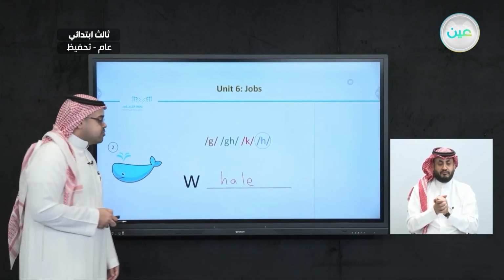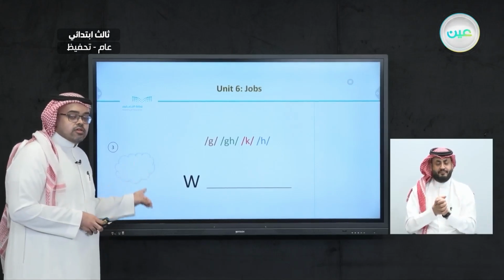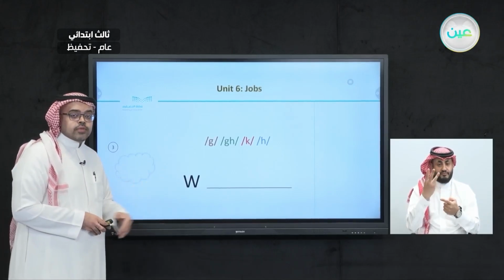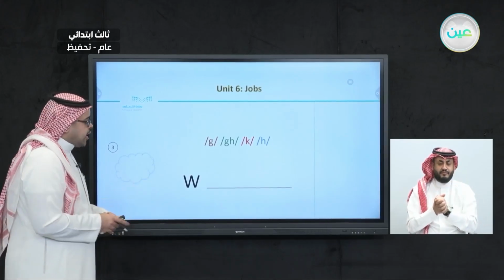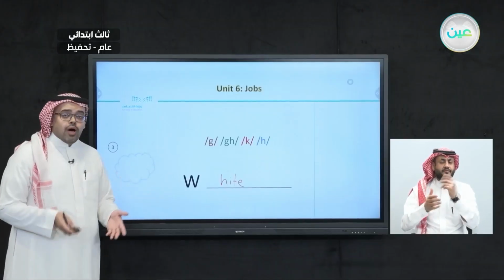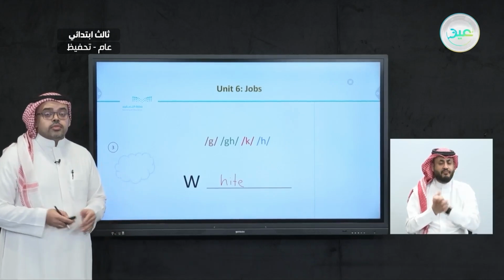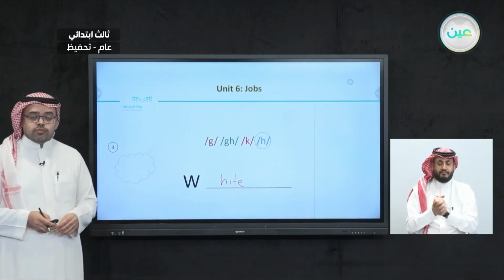Very good. Now let us move on to number 3. So here we have this color, and this color starts with W. So can you think of any color that starts with W and matches this picture? I think you know that color, which is the color white. So repeat after me. White. Excellent. So by saying this word, white, what do you think the silent letter is? It is, of course, the letter H, white. Now, let us move on to number 4.